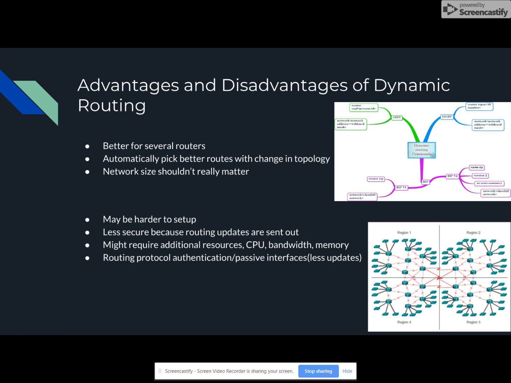But also, there are additional resources like the CPU, bandwidth, and memory that might have to be used also, because it's so big and different routes might need to be taken to get the data through it.